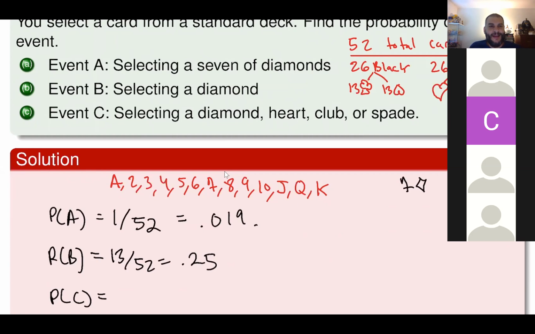All right. Let's do probability of event C. Selecting a diamond, a heart, a club, or a spade. How many cards do we have that are diamond, heart, club, or spade? Oh, sorry, this is called a club. I just call it a clover. Would this be 52? Yeah. So you have 52 out of 52. You're essentially selecting all of the cards. So that's 100%. All right, and that's it for that last one.